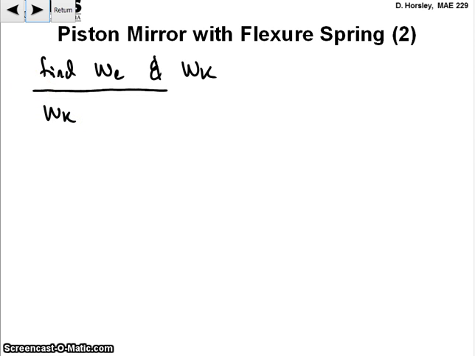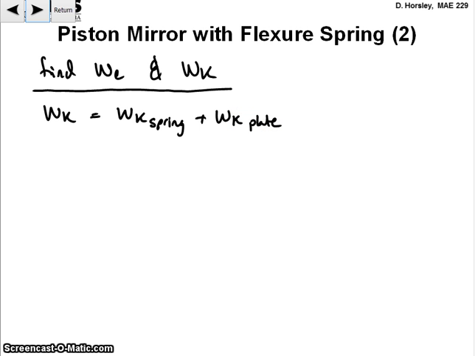Okay, so let's now go through the calculation. Well, first what I want to do is find the elastic energy, and we're going to find the kinetic energy. And I'm going to start with the kinetic energy. So the kinetic energy is going to be equal to the sum of the kinetic energy in the springs plus the kinetic energy from the plate or the point mass.